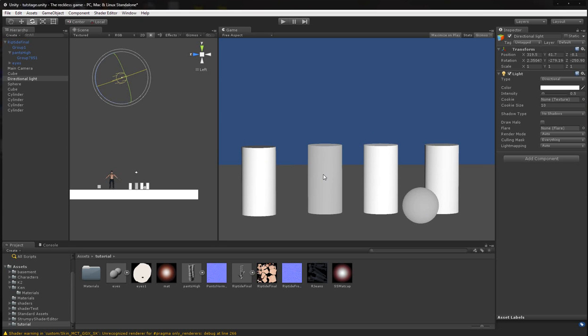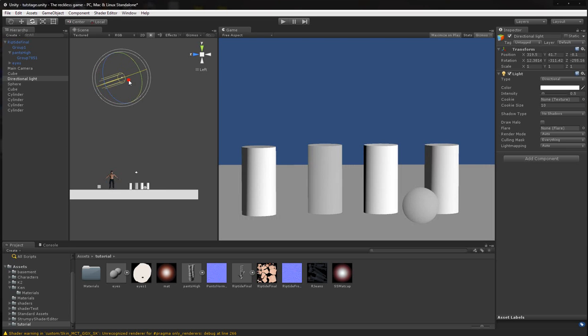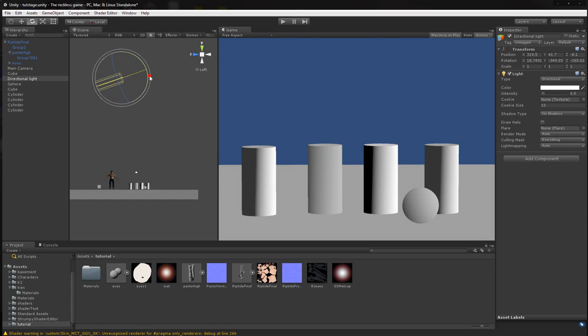So as you can see, the wrap diffuse and the half-lambert don't quite look the same. The half-lambert is more gray and sort of washed out. So the real difference kind of comes when I turn the light source over to the side.